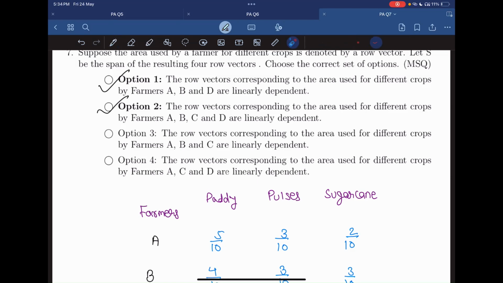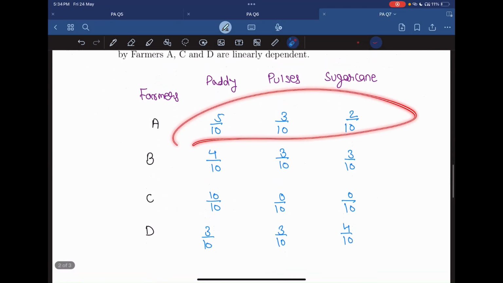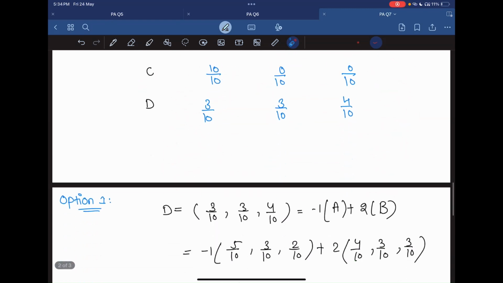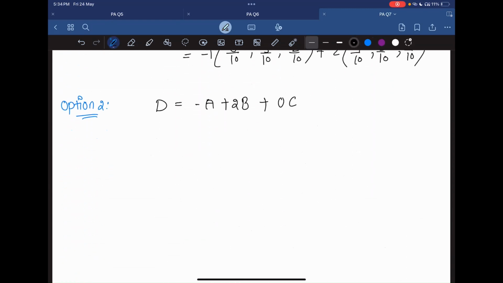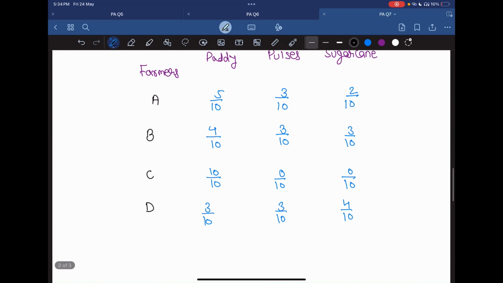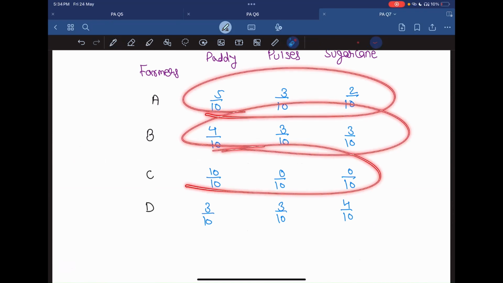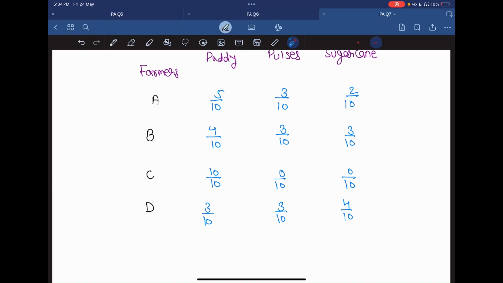Option 3. The row vectors corresponding to the area used for different crops by farmer A, B and C are linearly dependent. So that means A vector, B vector and C vector should be linearly dependent. So let's check. We will be using the matrix method, that means we will put these vectors column wise to form the matrix, and we will check the determinant. If the determinant is non-zero, then they are linearly independent. If the determinant is zero, then they are linearly dependent.